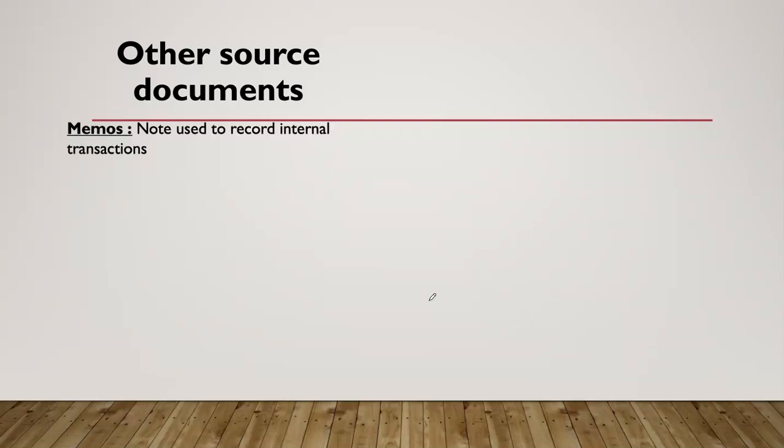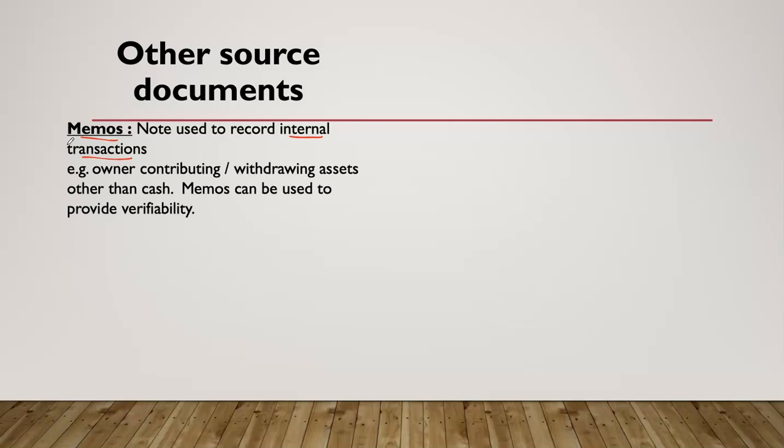The major one you're going to see in our course are memos. Memos are a note that is used to record any internal transaction, and you'll see a lot of them. They're really informal. It's just us writing something down because we've had to do a transaction. It might be the owner contributing or withdrawing assets. Memos might be used for this, or many other things, particularly balance day adjustments and things like this, which are much more complicated accounting that we'll go through throughout the year.